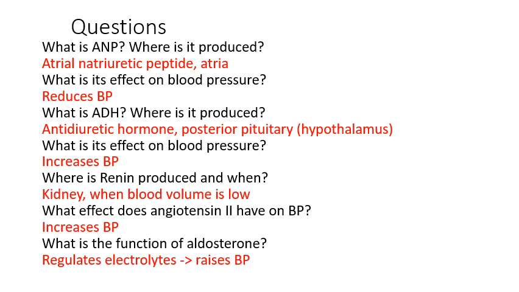Where is renin produced and when? It's produced in the kidneys, and it's produced when your blood volume is low. What effect does angiotensin II have on blood pressure? It increases it through a number of different pathways. And what's the function of aldosterone? It is to regulate electrolyte concentration and increase your blood pressure.